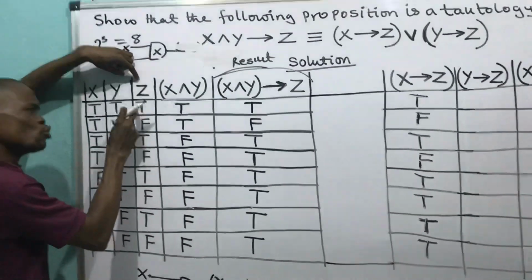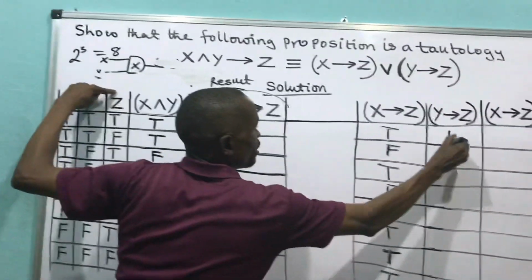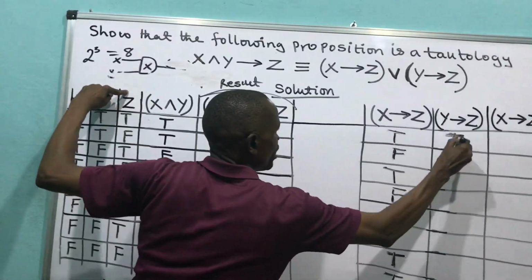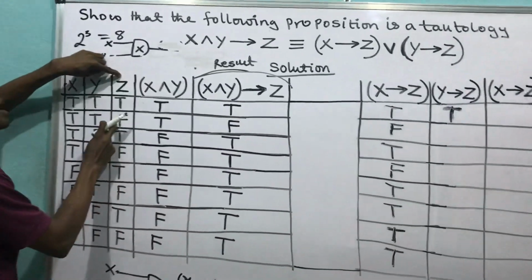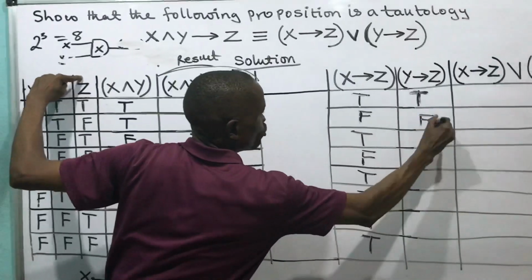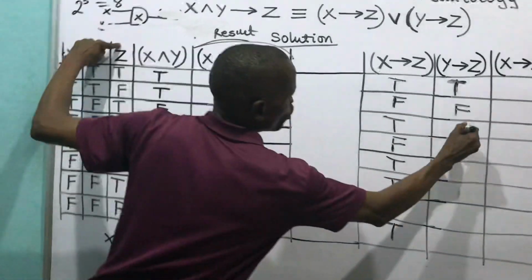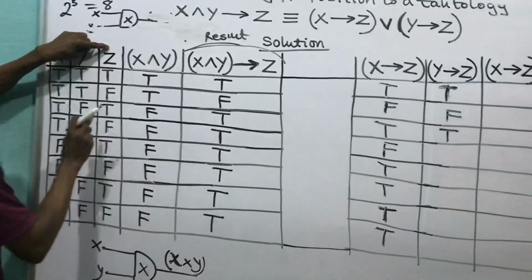Look at that, true. That's my Z here. The value of my Z here is true. I'm going to put true here. Come over here. I'm going to put true here. Then what's my value of Z here? F, which is false. And I'm going to put what? False here. Then what's my value of Z here? True. I'm going to put what? True here.